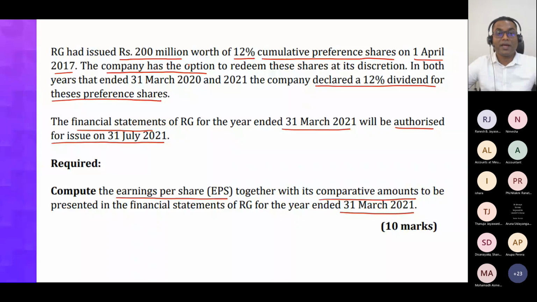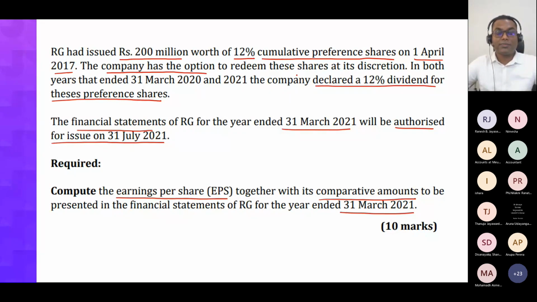The company. If you look at this, the company has the option to redeem. If the company won't, the company can keep it. So there's no contractual obligation, right? So because of that, this is equity. That is the first decision that you need to take.